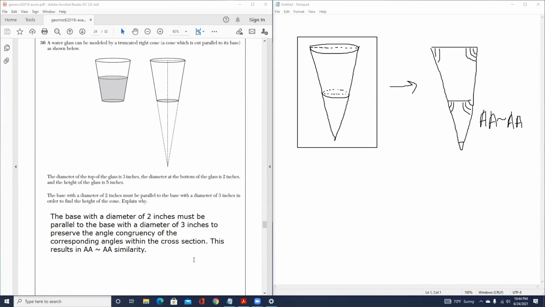The base with a diameter of 2 inches must be parallel to the base with a diameter of 3 inches to preserve the angle congruency of the corresponding angles within the cross-section. This results in angle-angle similarity. And then I'll add one thing to this. The proportion of the sides can be used to solve for the height of the cone.